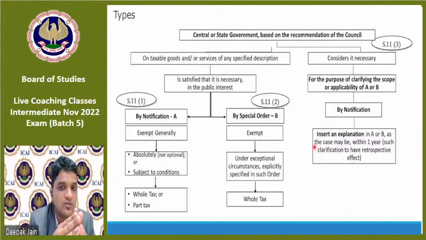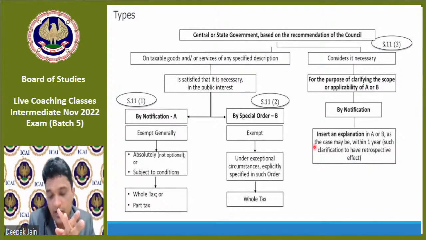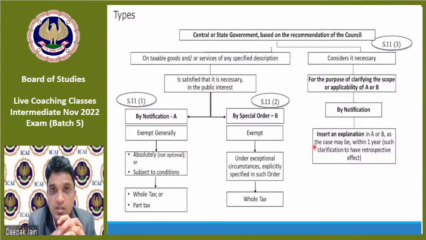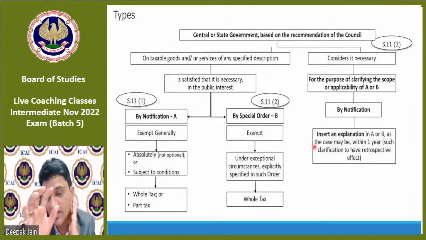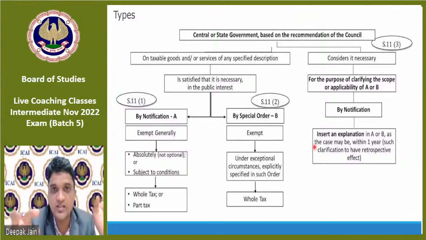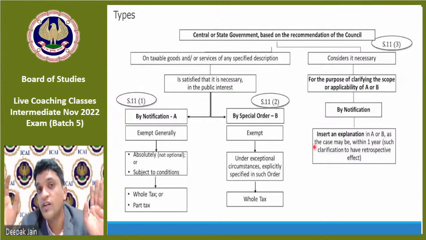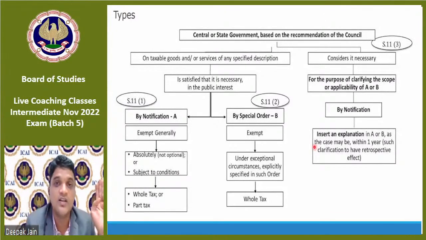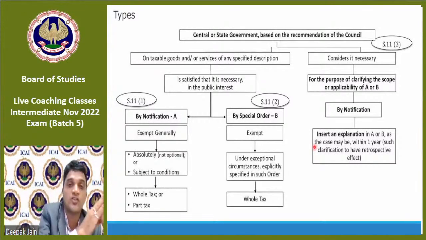Now this explanation could be clarificatory, and it will have a retrospective effect. Retrospective effect means it will be with effect from the date when the notification was passed. Like say a notification is passed on 1st of June 2022. After the notification was passed, there was some confusion, and they've inserted a clarification through an explanation. Now the explanation is inserted through another notification on 1st of September 2022.